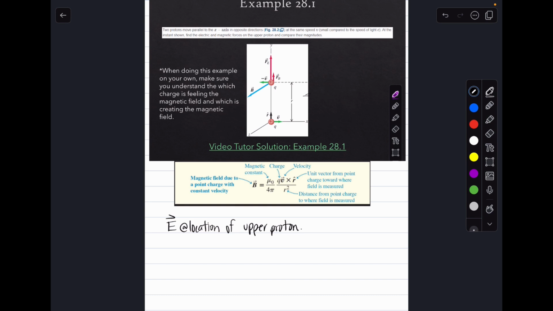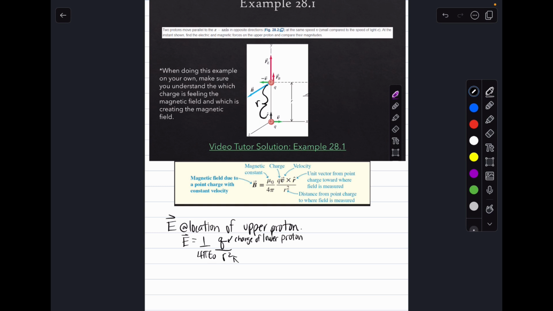We can just go ahead and straight up write what that is. It's 1 over 4 pi epsilon naught Q over R squared, Q being the charge of the lower guy, because he's the one creating the electric field, and R being the distance between the source of that field and the place that we want to know the field. So we'll just call that R. That distance right there.